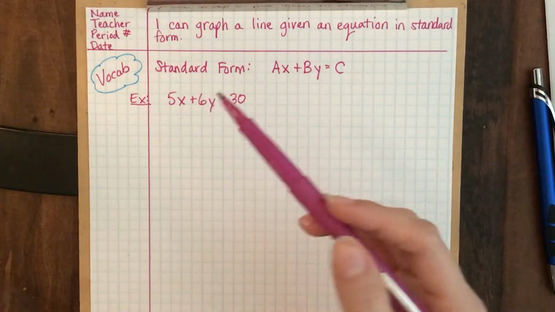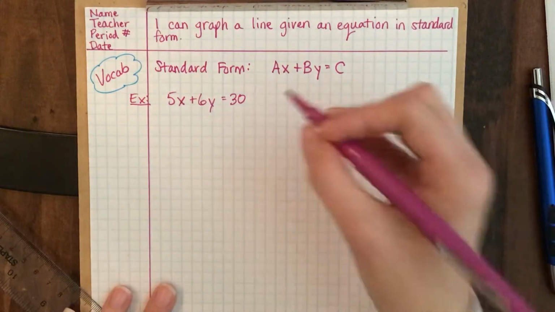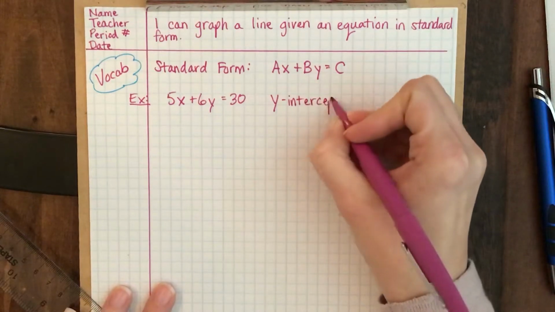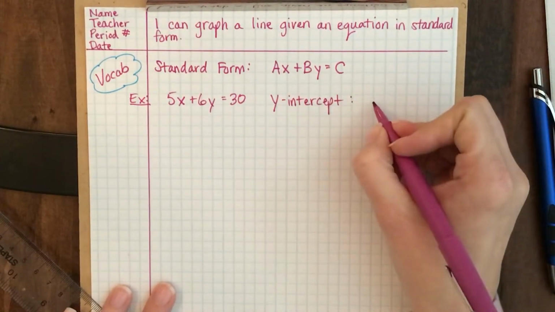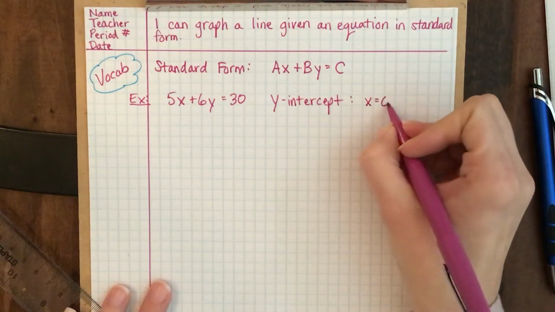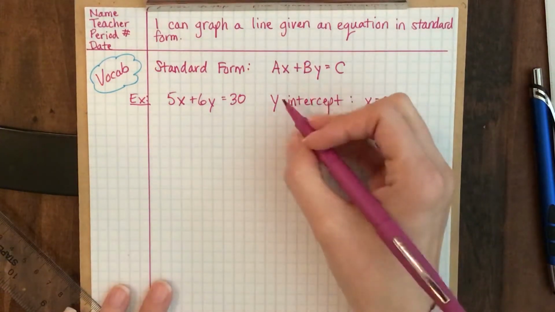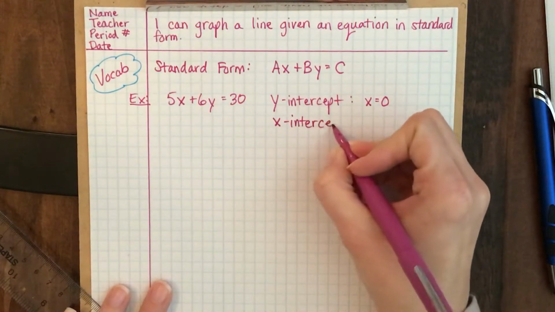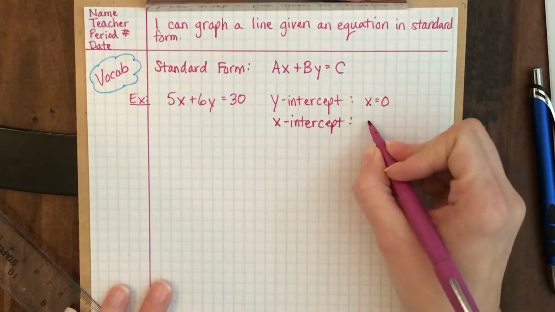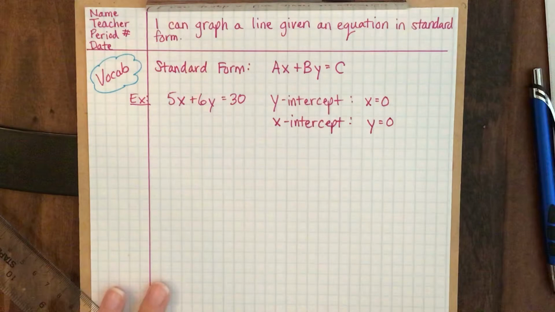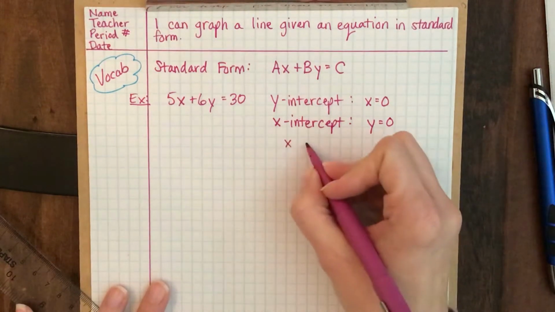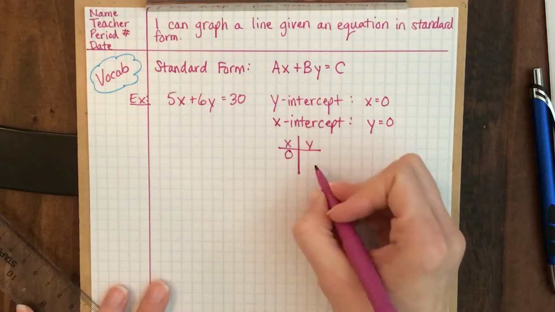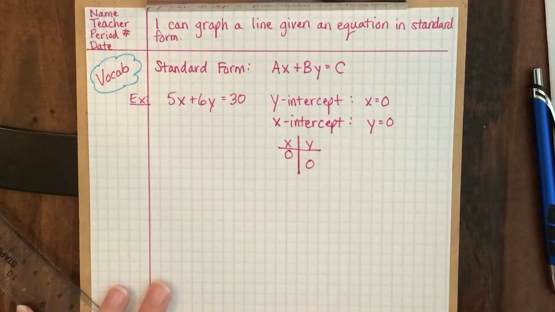So if we want to find out what our y-intercept is, we need to find out what y is when x is equal to 0. And likewise, if we want to find the x-intercept, which is just where it crosses the x-axis, we want to find out what x is when y is 0. So here's what we're going to do. We're going to set up just a tiny little table here. We're going to find out what y is when x is 0 and what x is when y is 0.